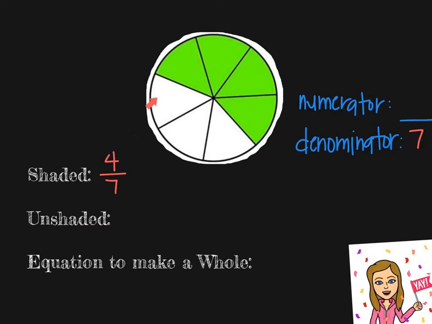Unshaded would be these white pieces. There's 1, 2, 3 of the white pieces. So that means the numerator would be 3 unshaded out of 7 total pieces in the circle.